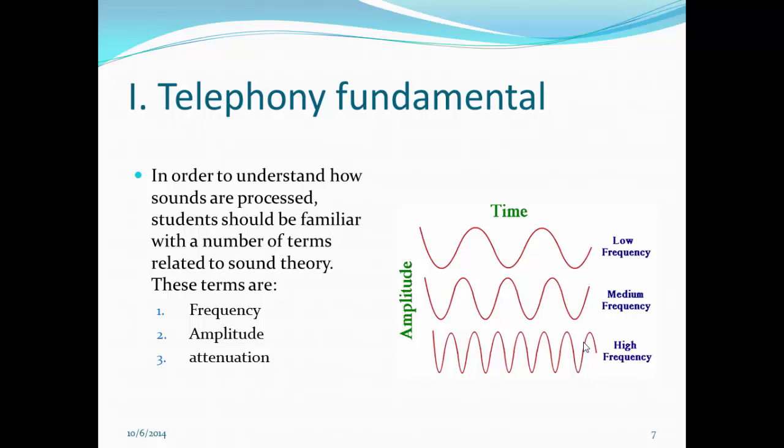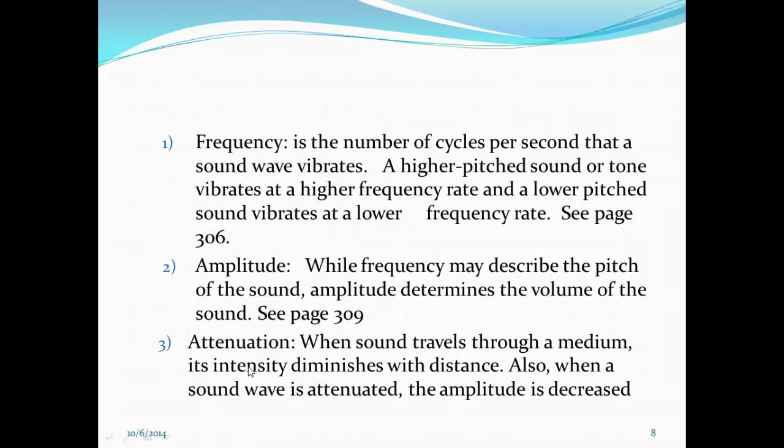The next item that we're going to talk about is telephony fundamentals. In order to understand how sound is processed, students should be familiar with a number of terms related to sound theory. These terms are frequency, amplitude, and attenuation. Frequency is the number of cycles per second that a sound vibrates. A higher pitch sound or tone vibrates at a higher frequency rate, and a lower pitch sound vibrates at a lower frequency rate. I reference this on page 306 in your textbook so you can see the graph.